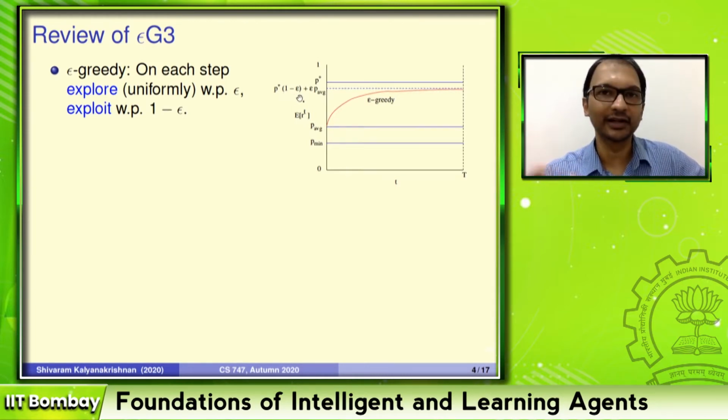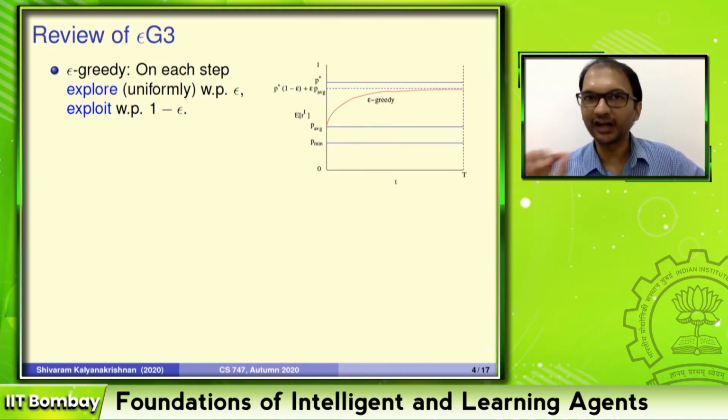That's maybe the exploitation probability. Sorry, that's probably the expected reward from exploitation, right? Which is 1 minus epsilon times P star. That's the most you can get. But there is this epsilon times P average, right?